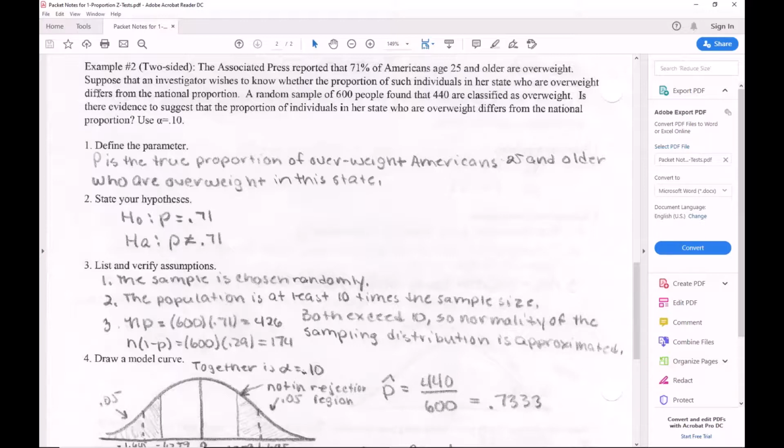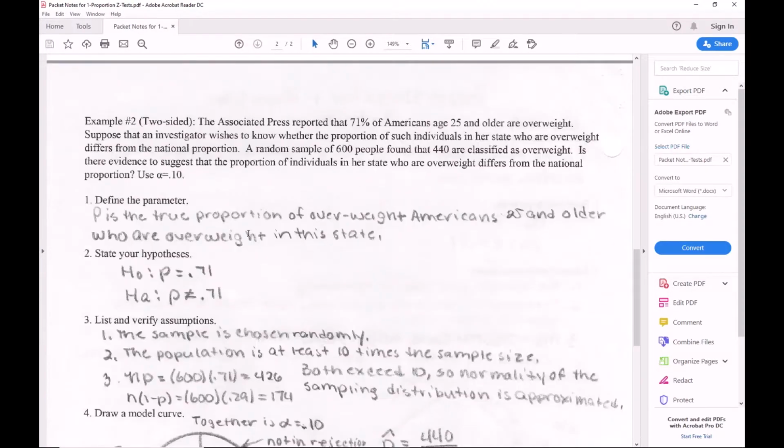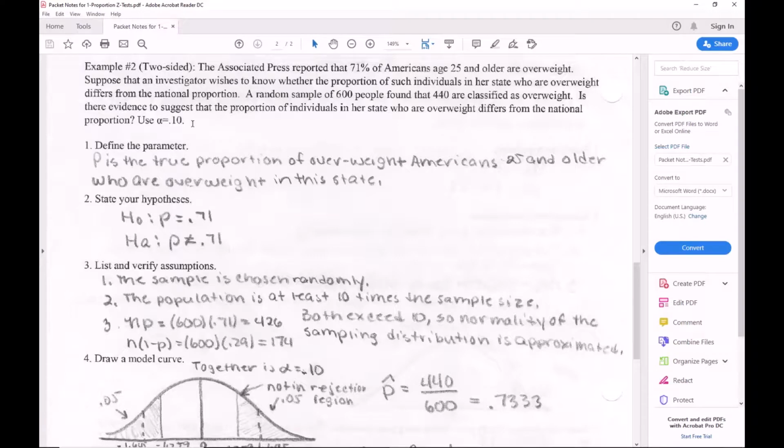All right, so a random sample of 600 people found that 440 are classified as overweight. Is there evidence to suggest that the proportion of individuals in her state who are overweight differs from the national proportion? Use alpha is 0.10. Okay, there's a different value. Here we did 0.05, right? If we do 0.10, you're going to have a bigger rejection region, so you don't need as much evidence to reject H0 with some alpha value or critical value of that amount.